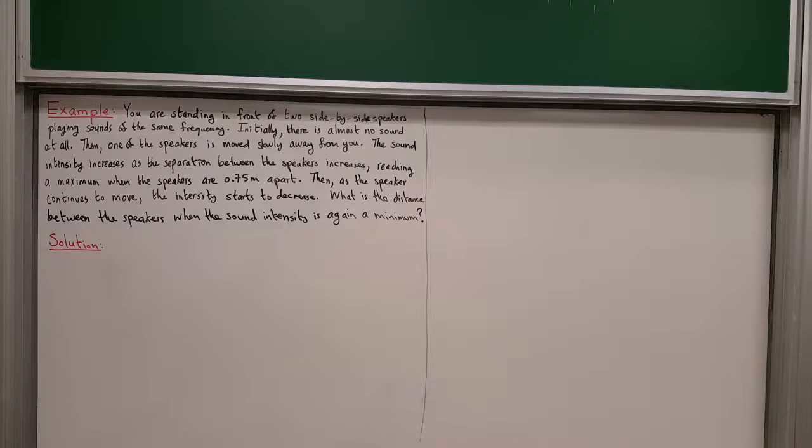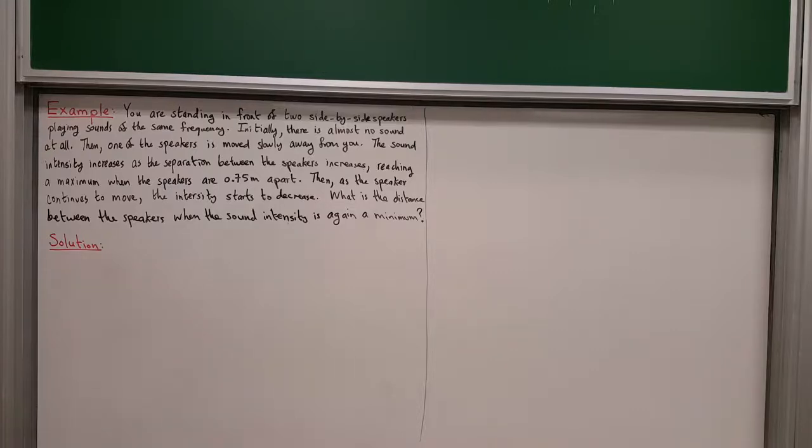Then one of the speakers is slowly moved away from you. The sound intensity increases as the separation between the speakers increases, reaching a maximum when the speakers are 0.75 meters apart. So when you pull one of the speakers away from yourself, at some point you will have constructive interference. You hear a maximum. And then that speaker continues to be moved away from you until you hear a minimum. And the question is, when do you hear the minimum again?